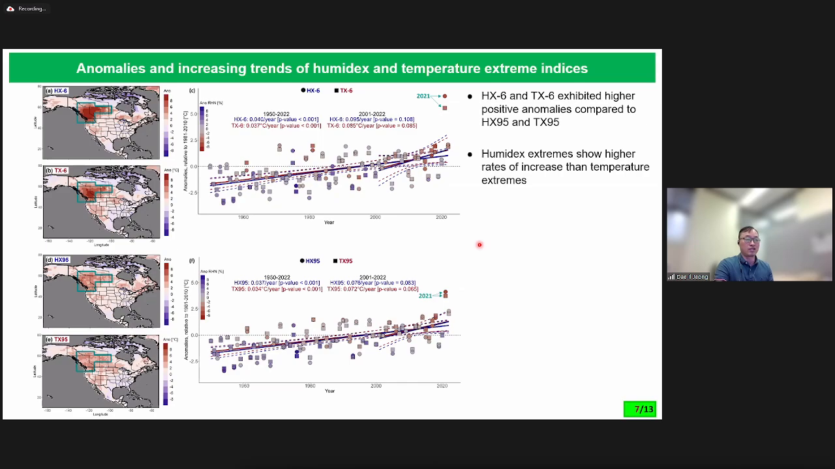So you can see that Humidex extremes show a higher rate of increase than temperature extremes when you see the trend line and the coefficient of the linear trend, which reflects the nonlinear relationship between Humidex and temperature, given the minor changes in the relative humidity.